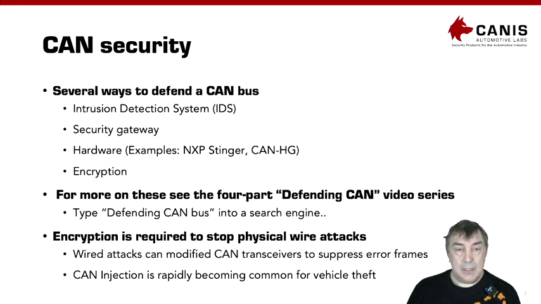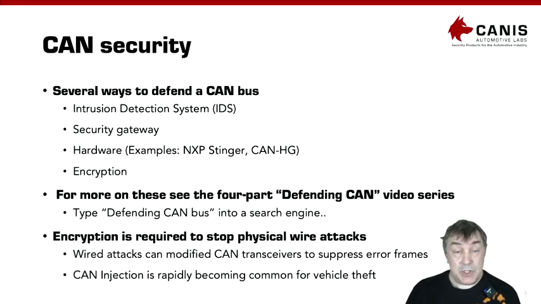Now, if we look at encryption, it's absolutely a required defensive technique to stop physical wire attacks. So wired attacks are made when an attacker has a connection to the CAN bus by breaking into a system, attaching to the CAN high-low lines of the twisted pair, and then sending CAN frames into the system to spoof them. One of the things a wired attacker can do is go beyond the normal CAN physical layer and actually modify the electronics. So it's possible to create modified CAN transceivers that are able to drive the bus to a recessive state and suppress error frames from anything trying to defend.